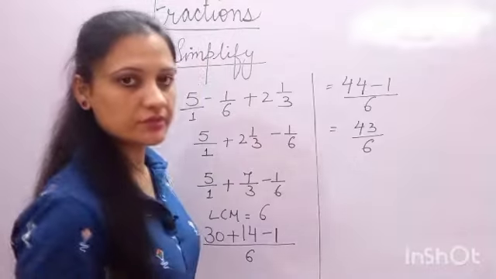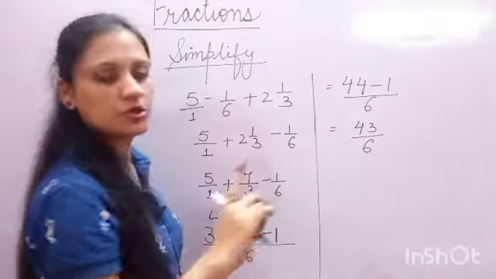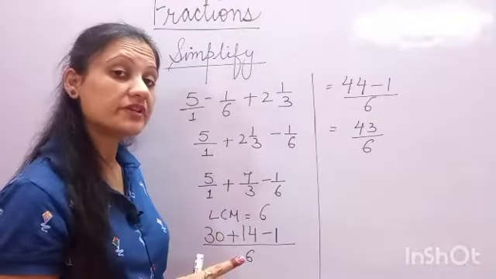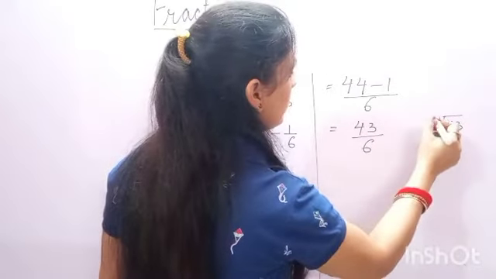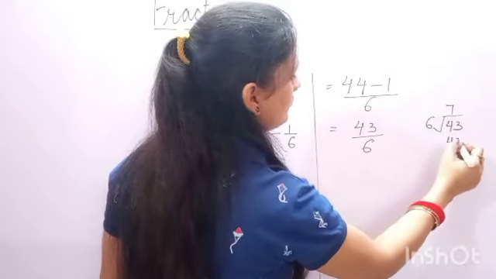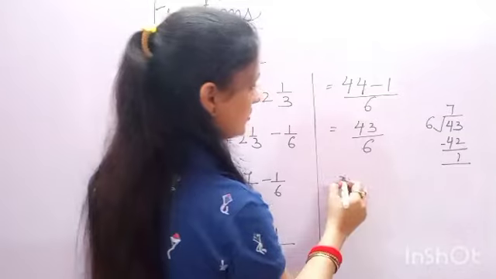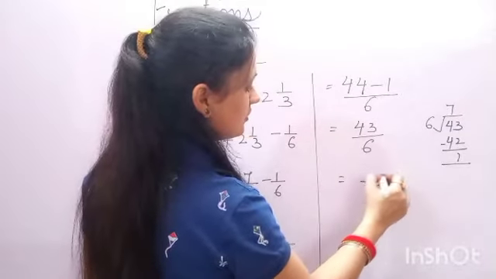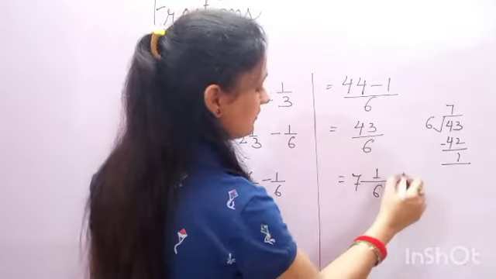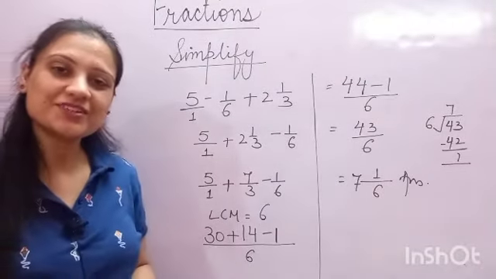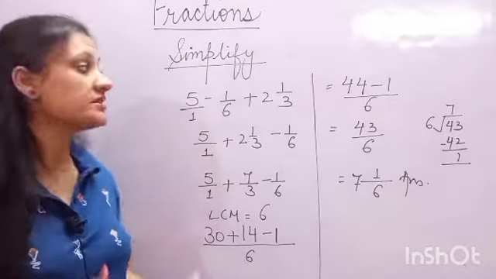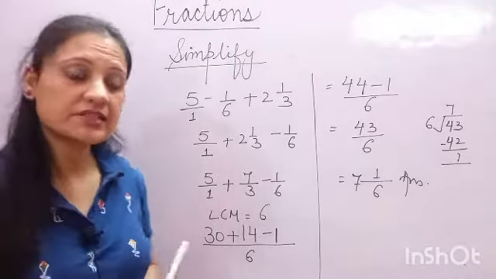Is it reducible? Do they come in the same table? No, but we can convert into a mixed fraction. So let us convert. 43 divided by 6, 6 sevens are 42 and remainder 1. So the answer will be 7 whole 1 by 6. I hope you understood this. Addition, subtraction and simplification. Everything is clear.